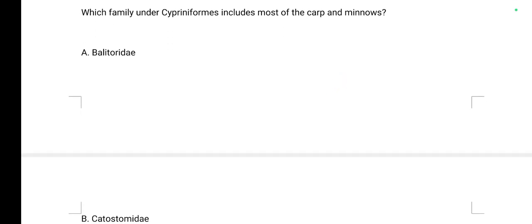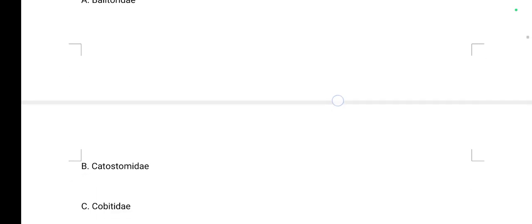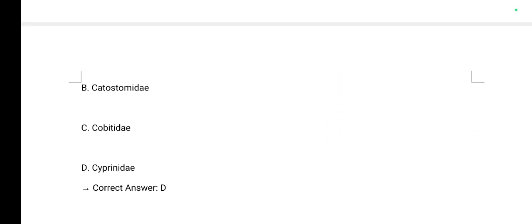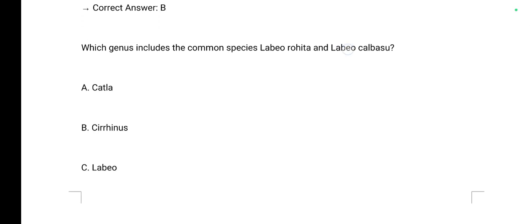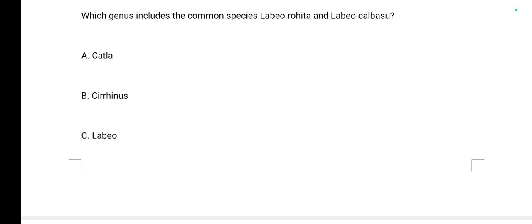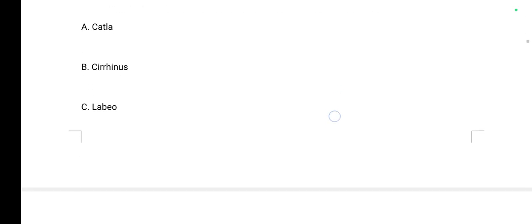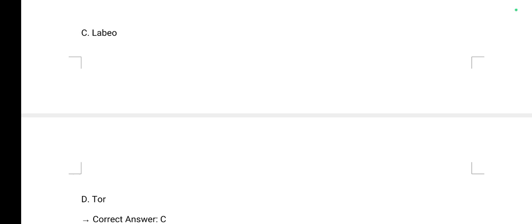Which family under Cypriniformes includes most of the carps and minnows? So they are Cyprinidae. Which subfamily under Cyprinidae includes Mahseer species? So it is Cyprininae. Which genus includes the common species Labeo rohita and Labeo calbasu? So the correct answer is option C, Labeo.